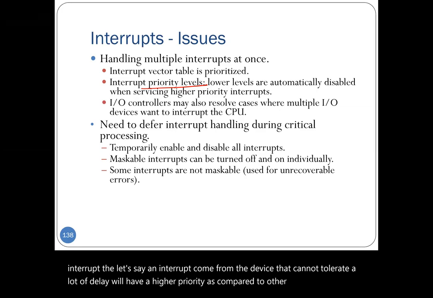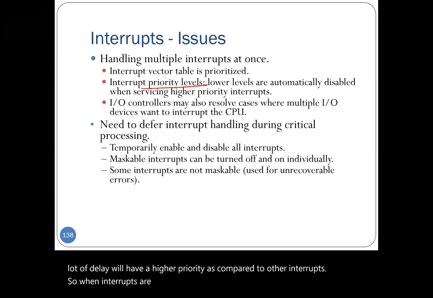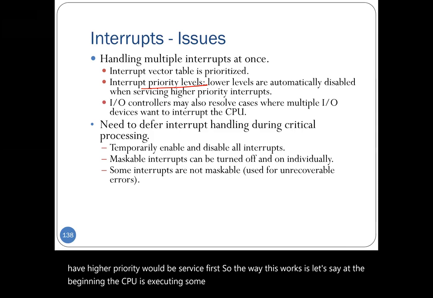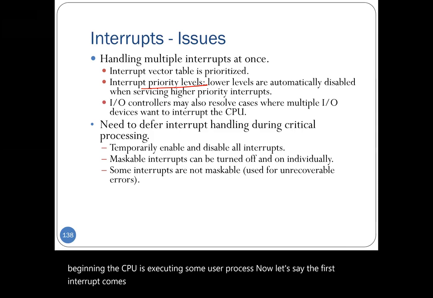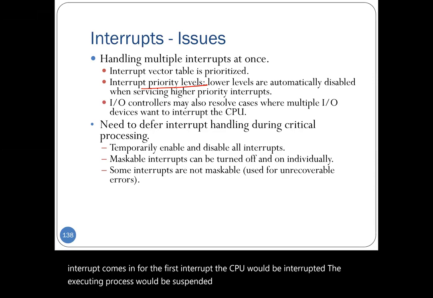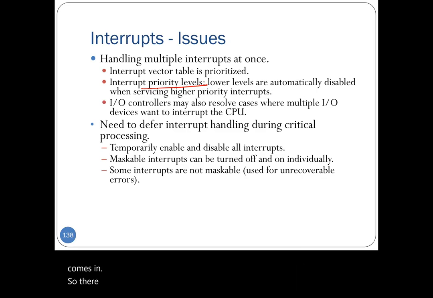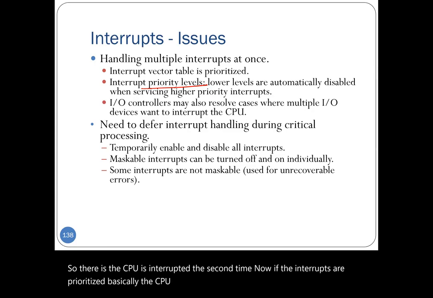When interrupts are prioritized, as you would imagine, the ones that have a higher priority would be serviced first. The way this works is, let's say at the beginning the CPU is executing some user process. Now let's say the first interrupt comes in. For the first interrupt, the CPU would be interrupted, the executing process would be suspended, and we would start serving this first interrupt. Now let's say when we are still serving this interrupt, another interrupt comes in. So the CPU is interrupted a second time. Now if the interrupts are prioritized, the CPU will check the priority of the new interrupt with respect to the currently executing interrupt.